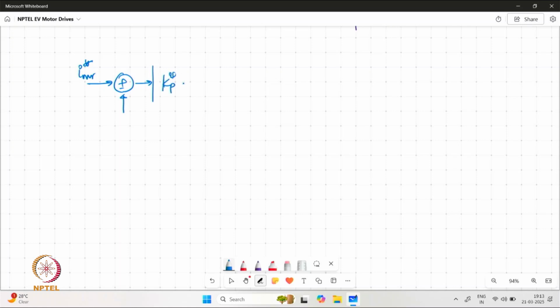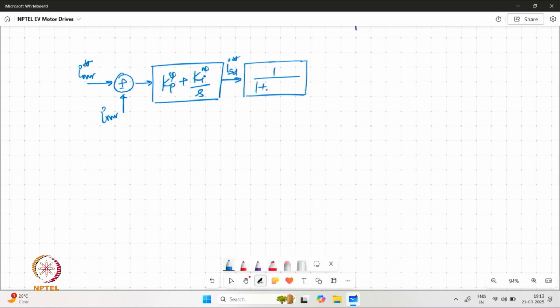To differentiate, we can keep Kp psi, Ki psi by S as the parameters for the PI controller used for IMR, and then this is eventually generating the reference for ISD, which is going through its control loop, which is reduced to 1 by 1 plus S tau I.